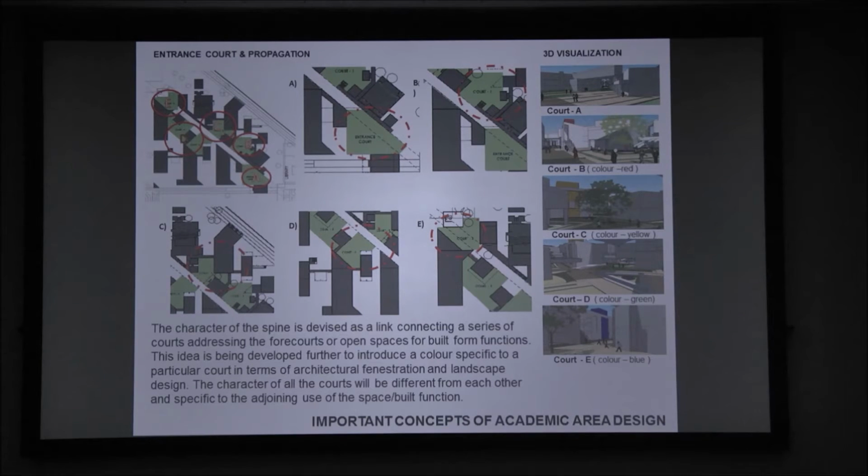Then we started looking at the academic spine, which is considered one of the links that crosses through the academic area as a part of the master plan brief. We started conceiving some of the courtyards with their own identities, and introduced some kind of color element to make every courtyard, every space for every particular block, more unique.